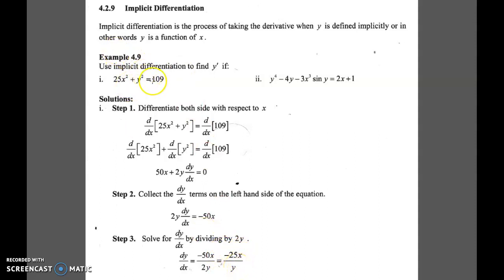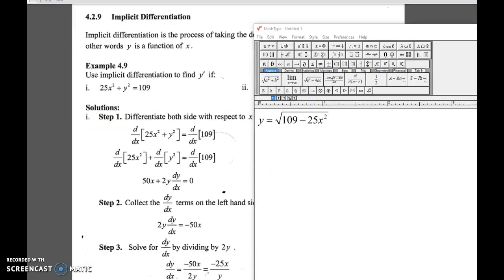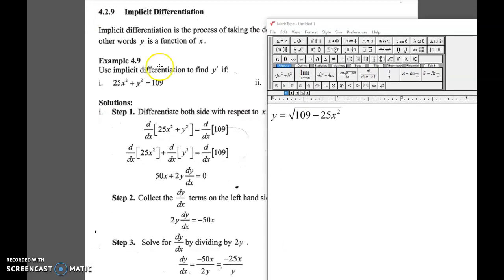Let's try to rearrange this and use the ordinary way of differentiation to see whether we can have the same answer or not. By rearranging this function so that y is in terms of x, this is what you get: y equals the square root of 109 minus 25x squared. Now that we have changed it into this form, we can differentiate it, not using implicit differentiation, but just the ordinary way.